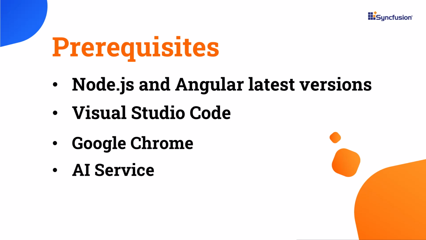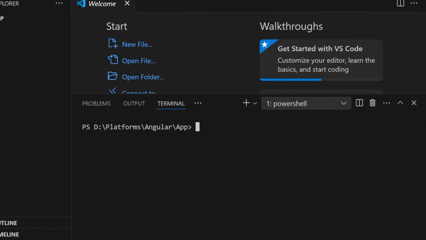I'm going to create an Angular application by making use of the Angular CLI tool. Make sure you have installed the latest version of Node.js. I will use Visual Studio Code as my editor and show the output in the Chrome browser. Additionally, you need an AI service that offers an API for communication such as OpenAI, Microsoft Azure AI, or Google Cloud AI. To create a project in Angular, I open Visual Studio Code and install the Angular CLI using the command npm install -g @angular/cli.